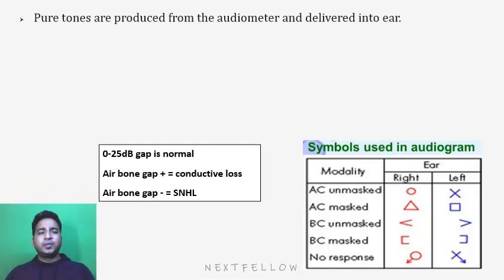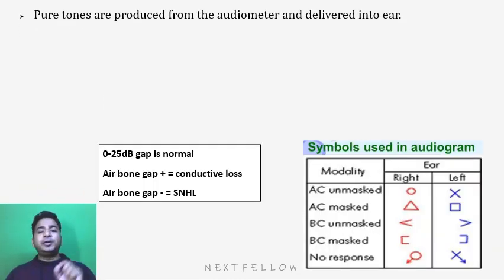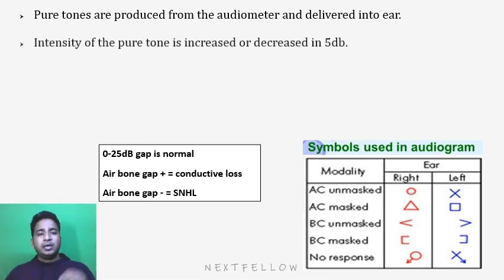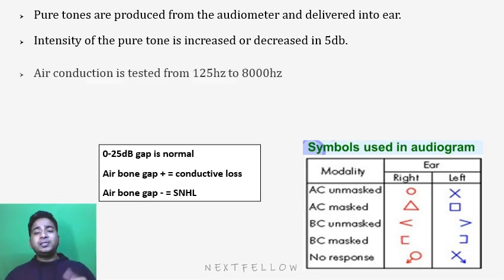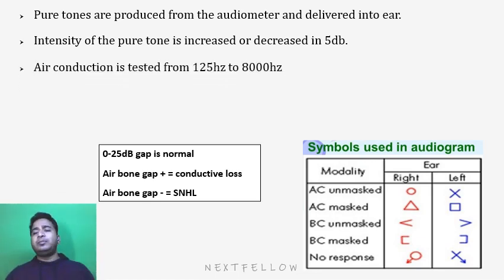So how do we do it? These pure tones are produced with the help of an audiometer, or we can say an audiometry machine, and then these pure tones are delivered into the ear. Generally, the intensity of the pure tone is increased or decreased in steps of 5 decibel. That means we increase the sound energy by 5 decibel every time. Generally, both air conduction and bone conduction are measured by pure tone audiometry.